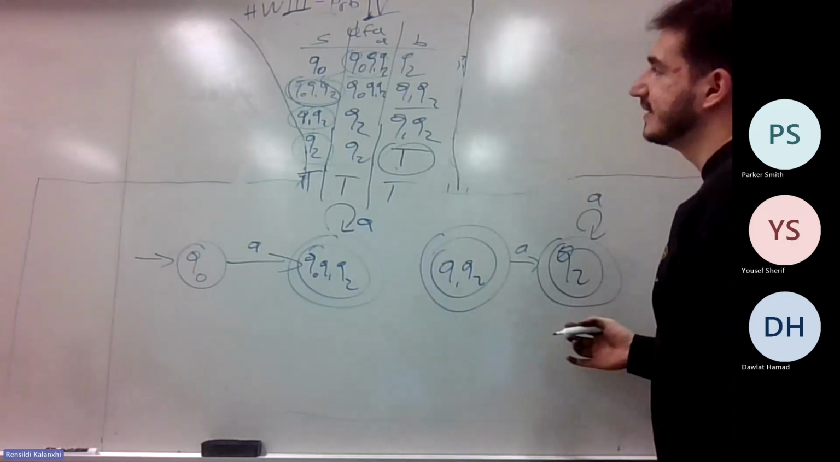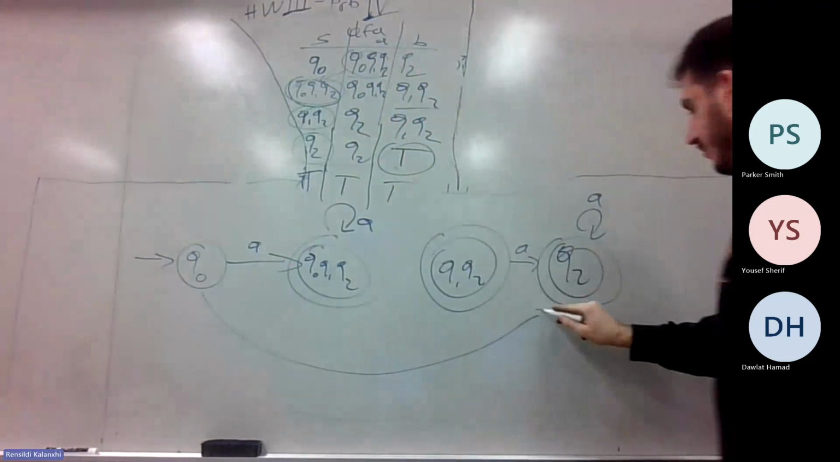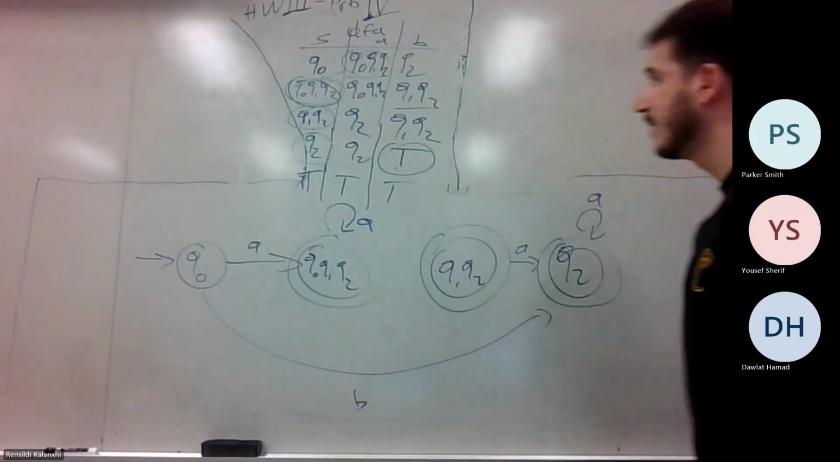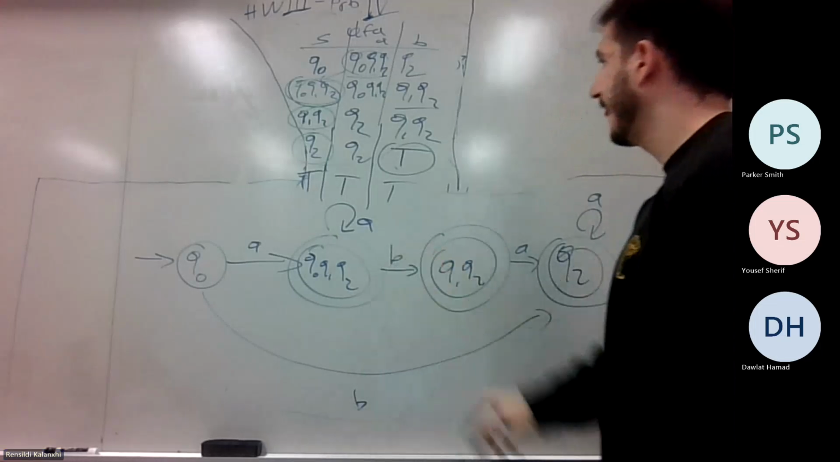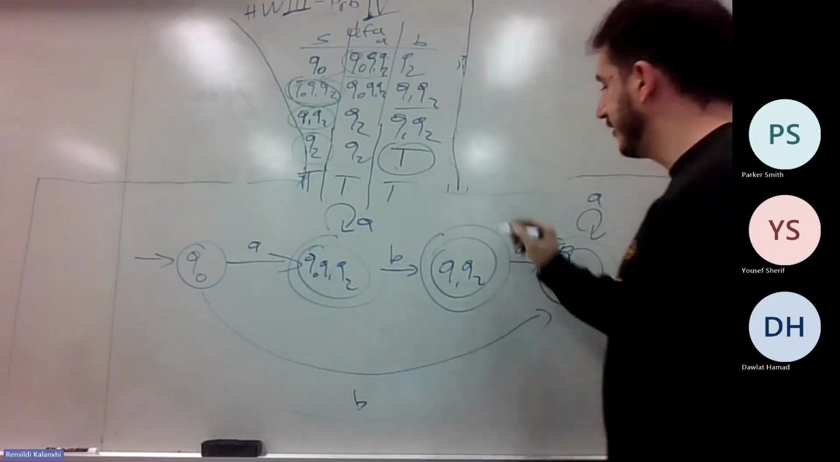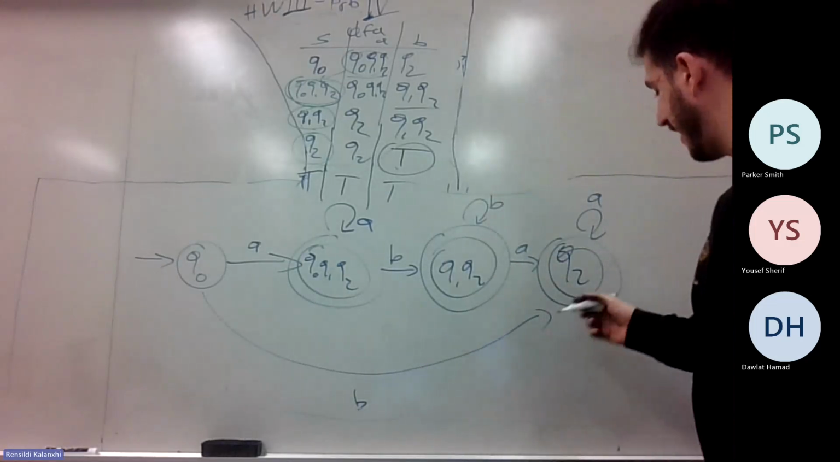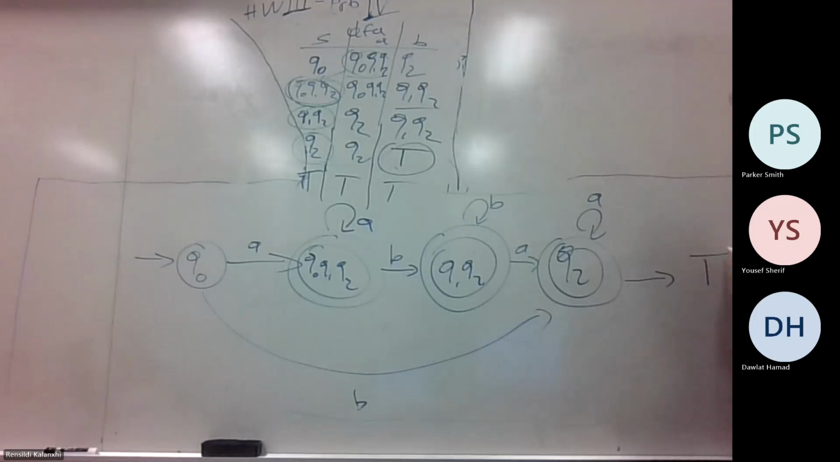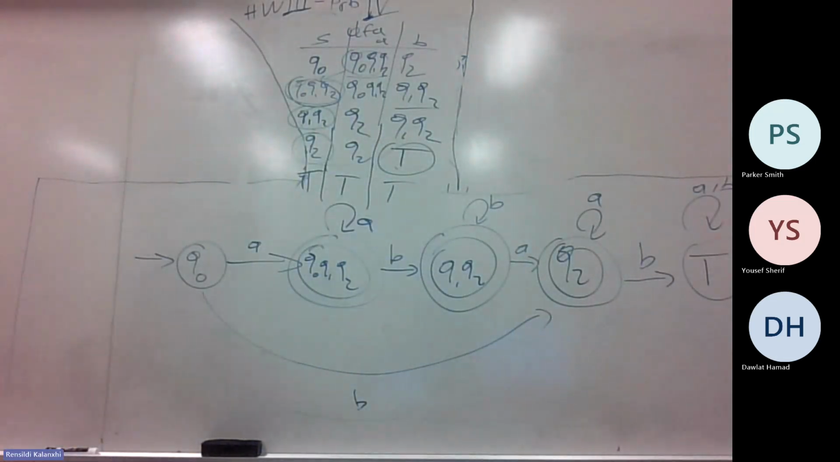And let's do the B's now. Q0 transitioning B to Q2. Q0, Q1, Q2 transitioning B to Q1, Q2. Q1, Q2 transitioning B to itself. And Q2 transitioning B to a trap, which will include A and B transitions to the trap. This is the answer for problem 4, I believe.